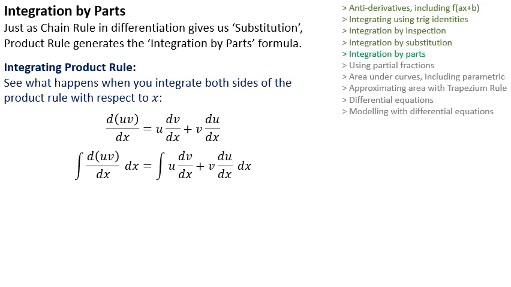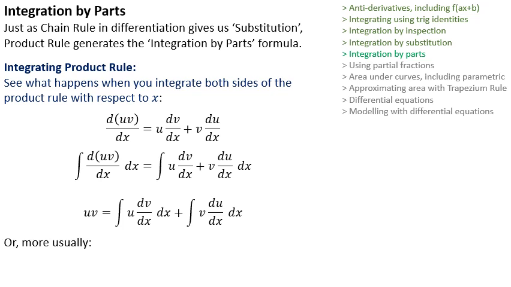Now, the two separate bits that are added, they can be separated out. We can treat it as two different integrals on the right-hand side. So on the left, we just have uv, the integral of the derivative of u times v. And on the right, we've got two different integrals, both of which are related to u and v, but they involve either the original function and the derivative of the other, or the other function and the derivative of the first. Now, generally speaking, when we use this rule, we rewrite it in a slightly different way.